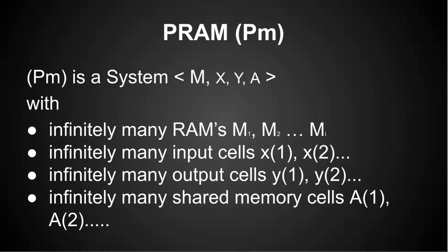A parallel random access machine is a system that comprises many random access machines that are going to run in parallel. So those are the regular Turing machines, M1, M2 to Mi. There's infinitely many of those, as well as infinitely many input cells, X1, X2, X3, Xi. Infinitely many output cells, Y1, Y2, and all the way to Yi. And finally, there's an area of shared memory cells, A1, A2, to Ai. So how does this all come together?